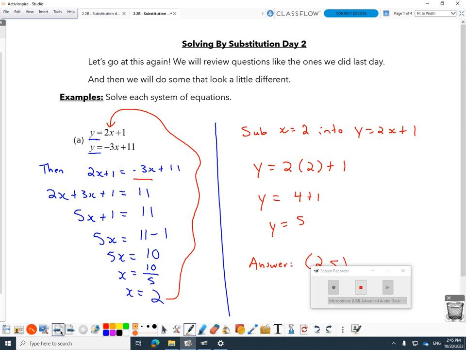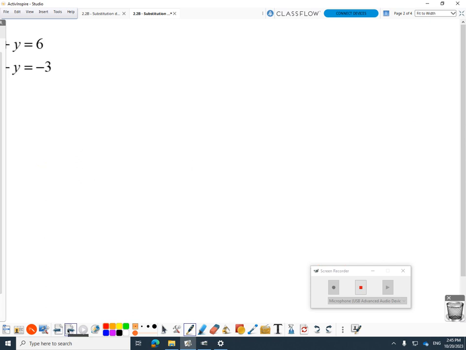B, last example of the day. These aren't both y equals, but they might be x equals. So here's big news. It doesn't have to be y equals. It can be x equals. I like an arrow here. I'm just going to play with these two equations just a little tiny bit. That's how this example is a little different.